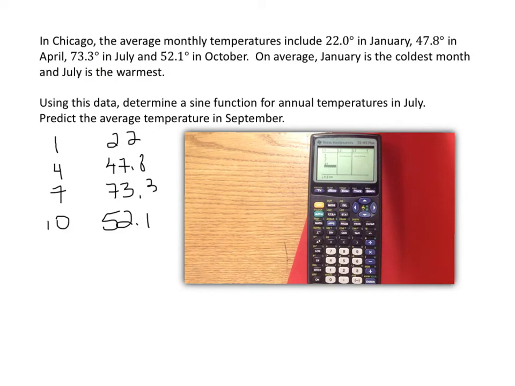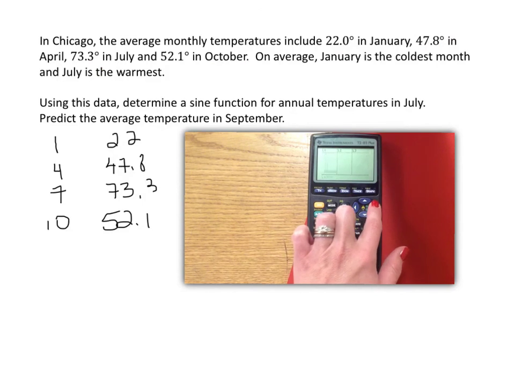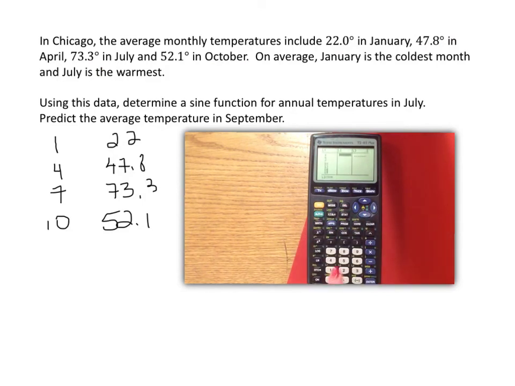So when we go back to January again, it'll be the 13th month. When we go to April again, that's 12 plus 4, it'll be the 16th month. When we go to July, that'll be 12 plus 7, so the 19th month. And then October again will be the 22nd month. Now we go in and put in our temperatures. January was 22 degrees. April was 47.8. July was 73.3. October was 52.1.